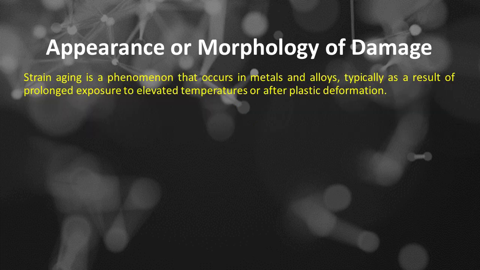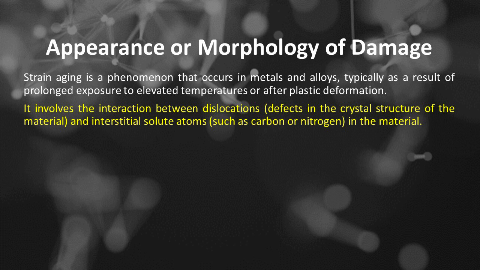Strain aging is a phenomenon that occurs in metals and alloys, typically as a result of prolonged exposure to elevated temperatures or after plastic deformation. It involves the interaction between dislocations, defects in the crystal structure of the material, and interstitial solute atoms, such as carbon or nitrogen, in the material.